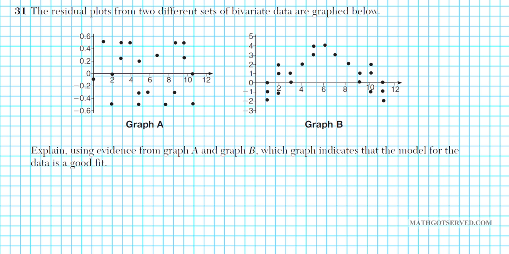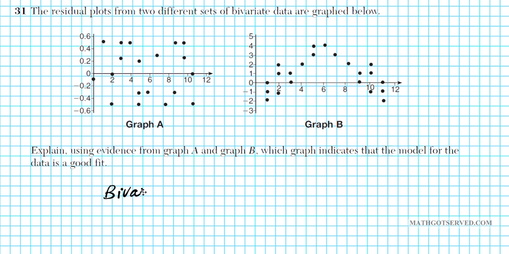All right, let's take a look at problem 31. It reads, the residual plots from two different sets of bivariate data are graphed below. Explain using evidence from graph A and graph B which graph indicates that the model for the data is a good fit. So what this question is asking you basically is which of these, graph A or B, is a bivariate data set? In order to answer this question, we need to know what bivariate is.